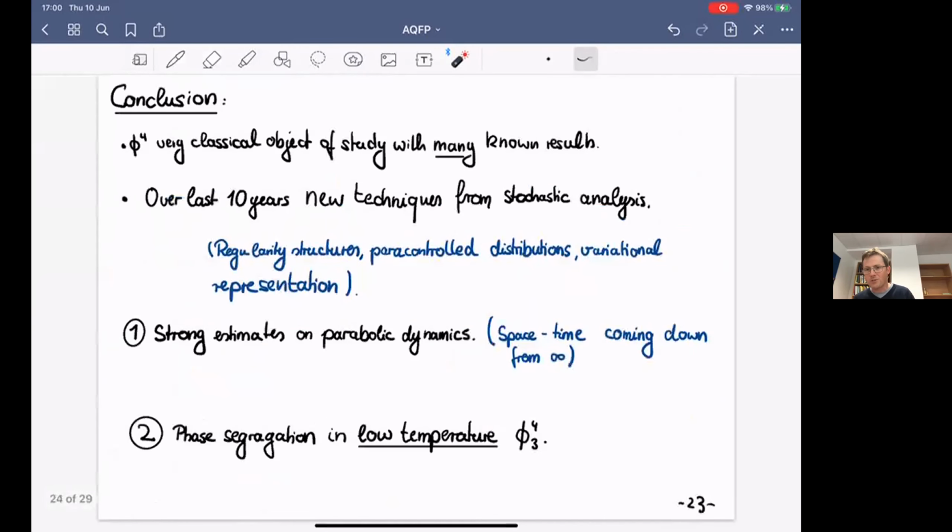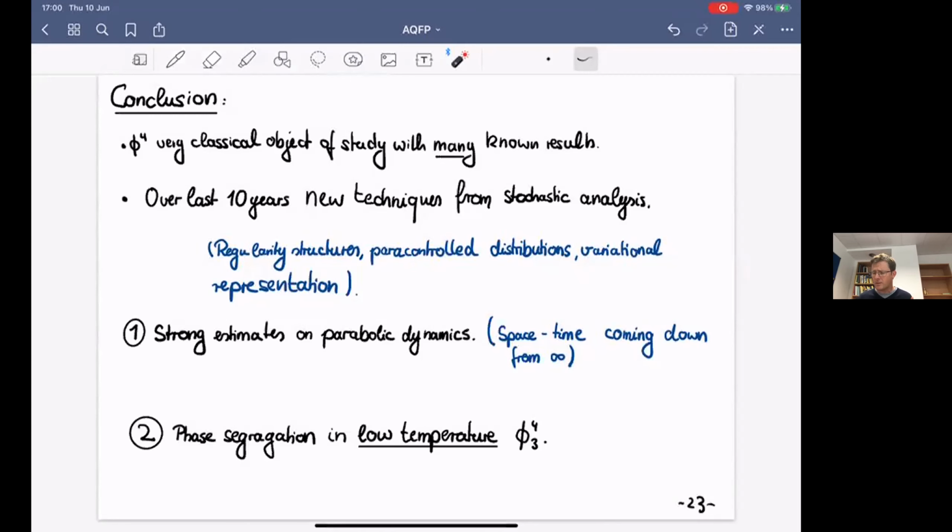So I'll go back almost to the end. The conclusion, let me just summarize. As all of you will be aware, this phi to the 4th theory is of course a very classical object of study, with many known results, and I haven't even attempted to summarize them. But I would like to say that over the last 10 years, a bunch of new techniques from stochastic analysis have been used to approach this from different angles, in particular the regularity structures and paracontrolled distributions point of view. But I also really like to put this variational representation on this list.